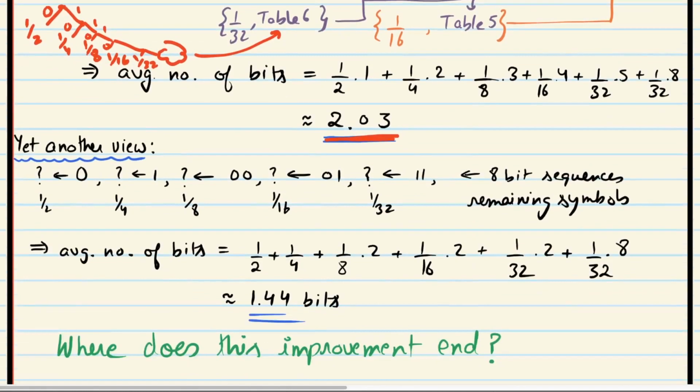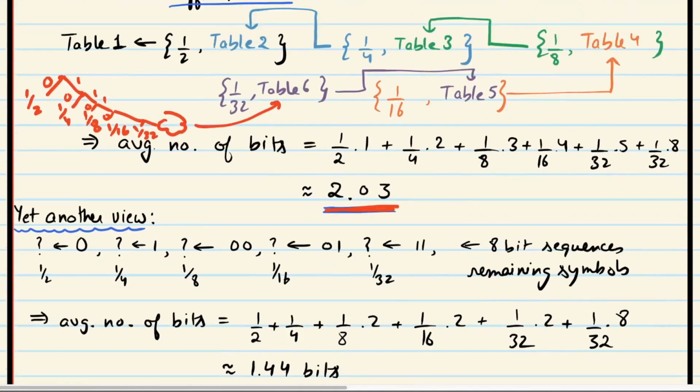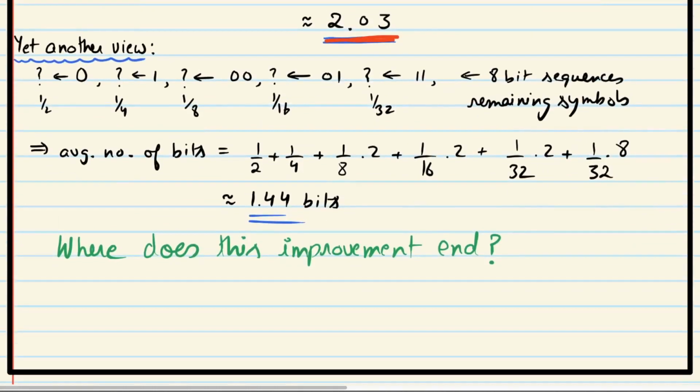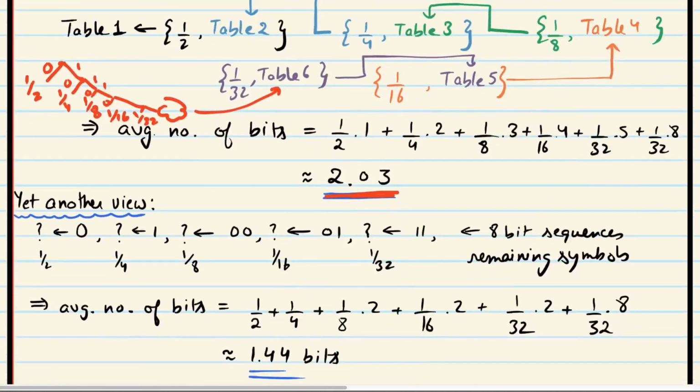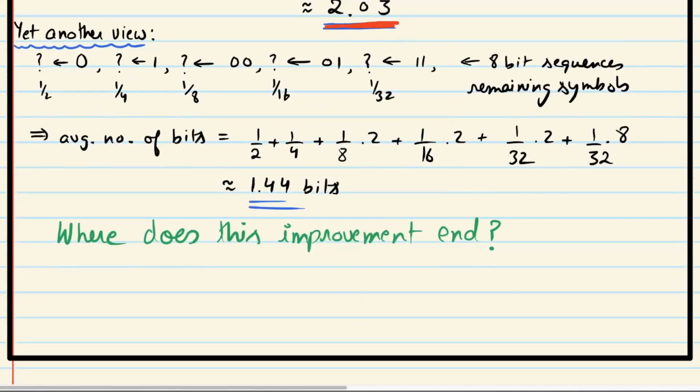Okay, let's take another view of the same scheme. By the way, this is almost the Huffman code. You can do something slightly different, and we'll come back to that later. Let's go to another view of the same scheme.